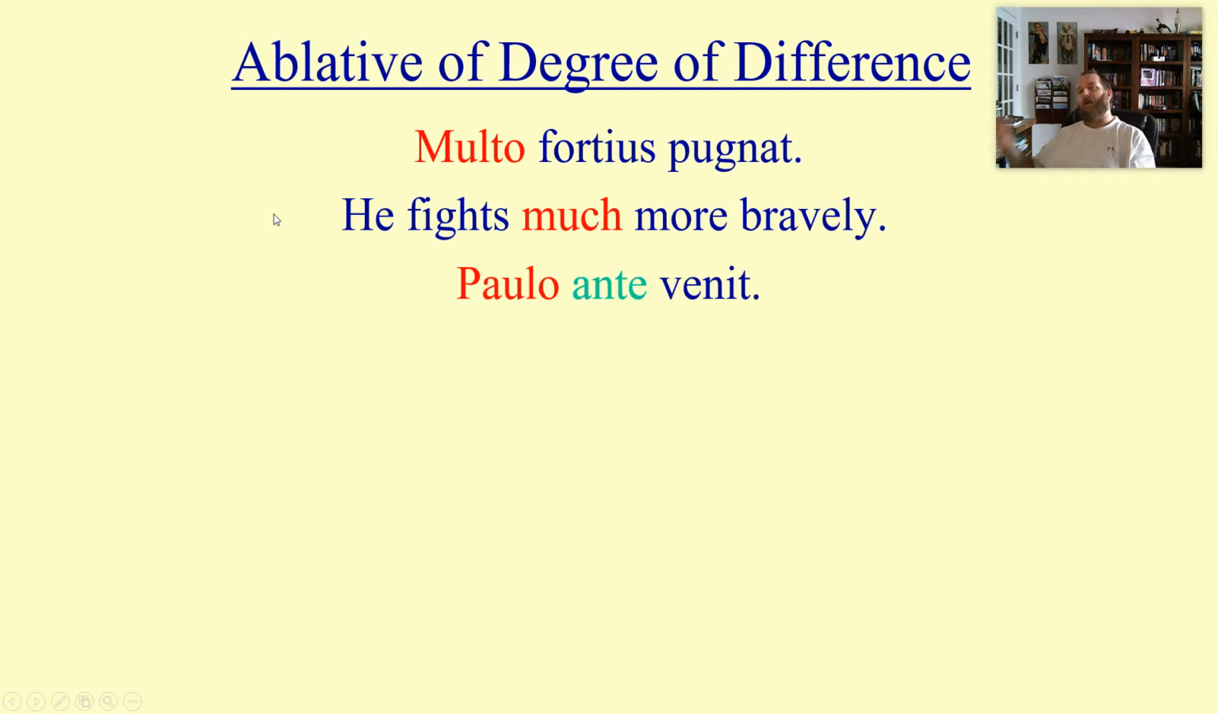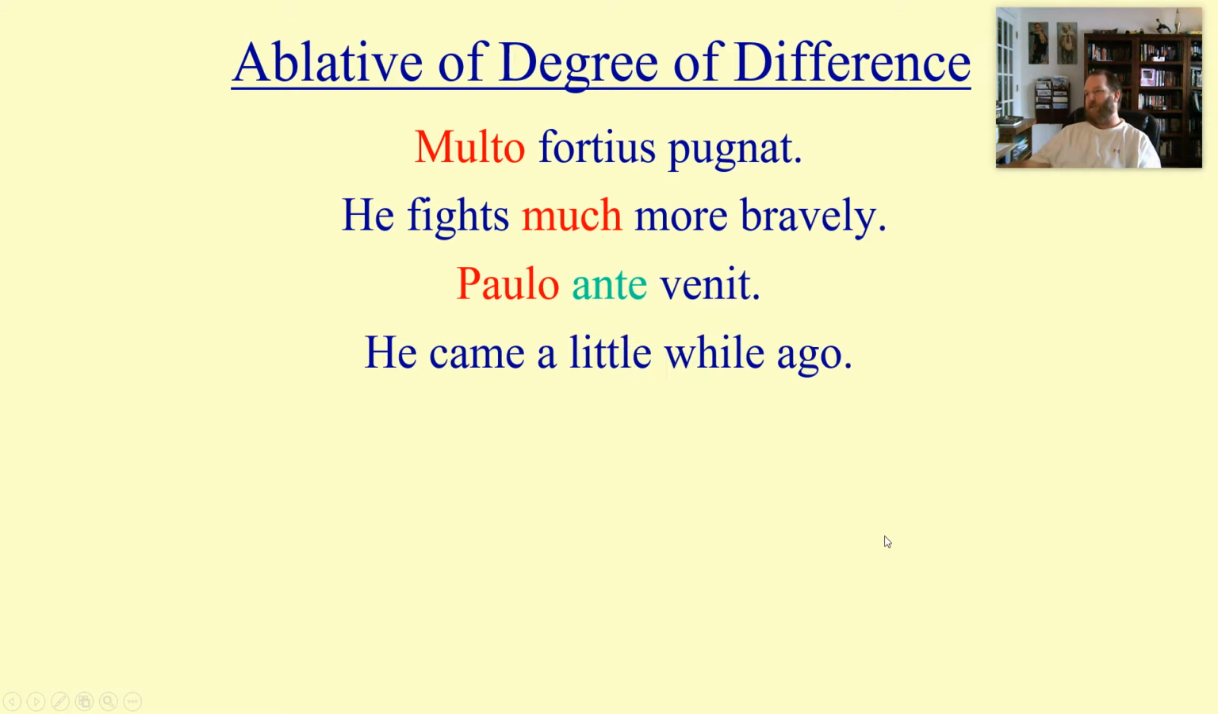Another word to look out for here besides multo is paulo. Paulo is basically the opposite. It means a little. That's a new word from this chapter. We've never learned that before. So he came. Ante can mean before, but it could also mean earlier. So this would be how much earlier? He came a little earlier. Or here I translated it, he came a little while ago. But again, it tells you the degree of difference. It could be much earlier. It could be a little earlier. That's telling you the degree.